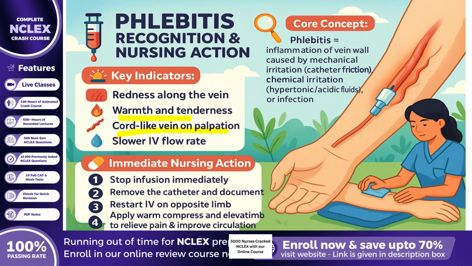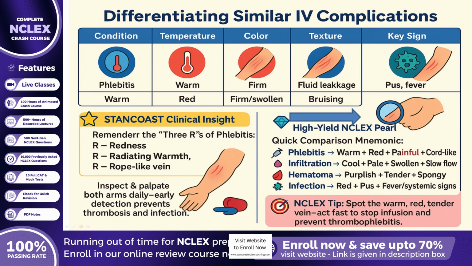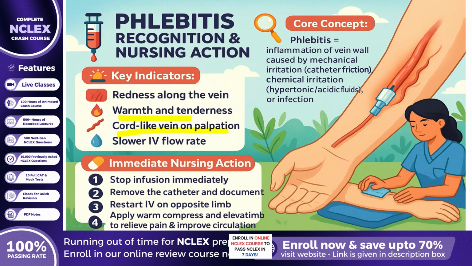risk of embolism. The nurse's response must include stopping the infusion immediately, documenting the findings of redness, warmth, tenderness, and cord-like vein, and starting a new intravenous line on the opposite extremity. The affected limb should be elevated, and warm compresses should be applied to promote comfort and circulation. Let us now distinguish why the other options do not fit. Option B, describing a dark, cool vein, suggests infiltration or extravasation, where the fluid leaks into surrounding tissue due to catheter displacement.